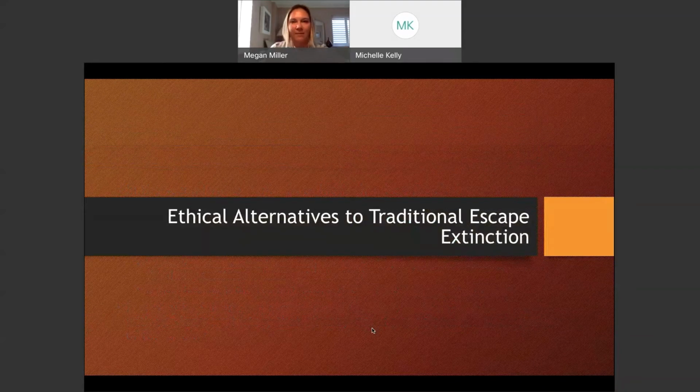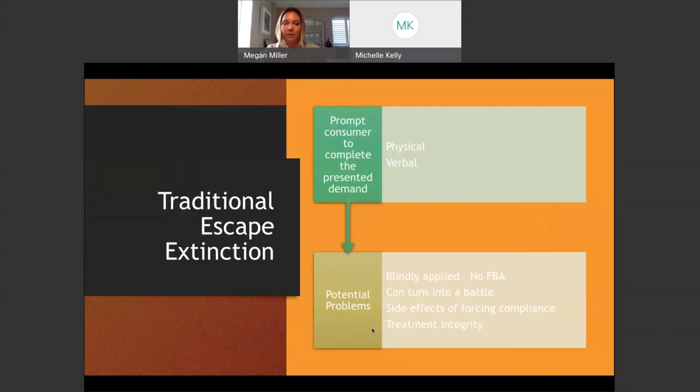All right, I think we have time. We're going to try to go through the ethical alternatives to traditional escape extinction and look at the research a little bit. So for traditional escape extinction, just to make sure we're all on the same page, what typically happens is we prompt the learner to complete the presented demand using physical or verbal prompts. And there are quite a few potential problems that could result. These are 4 of the common ones.